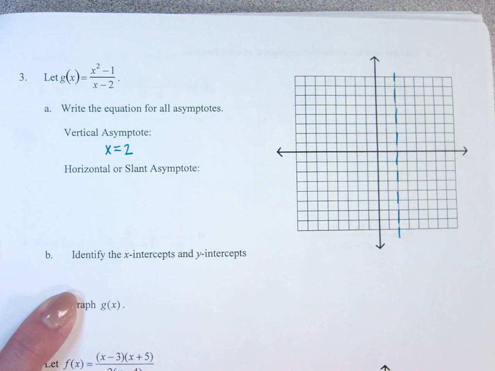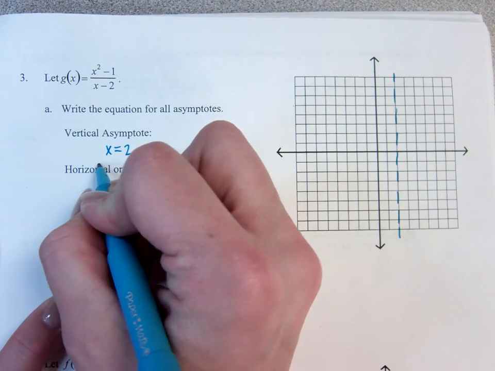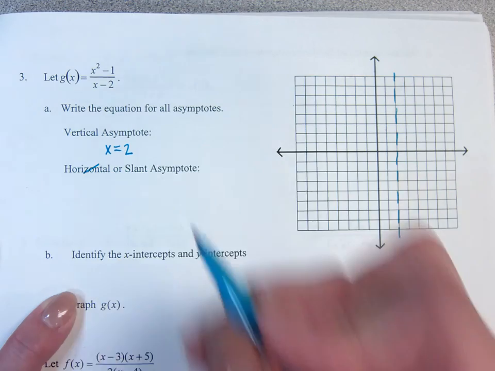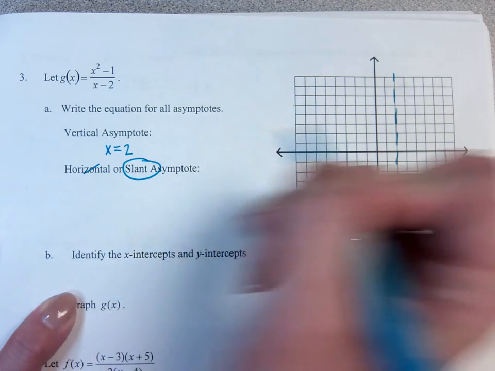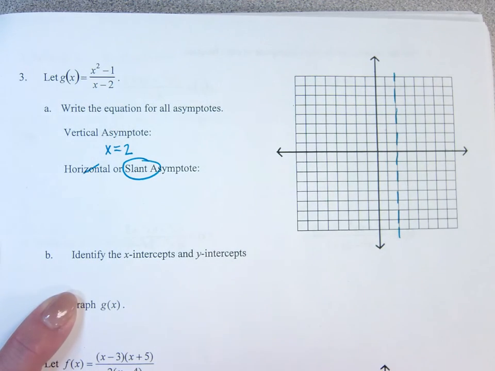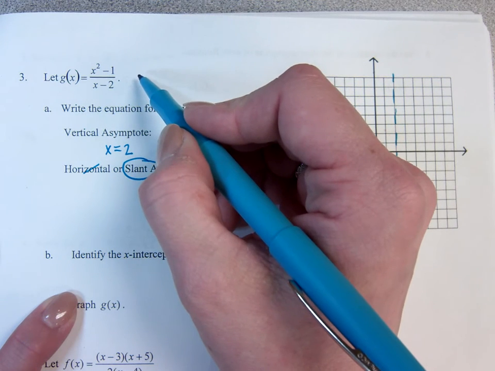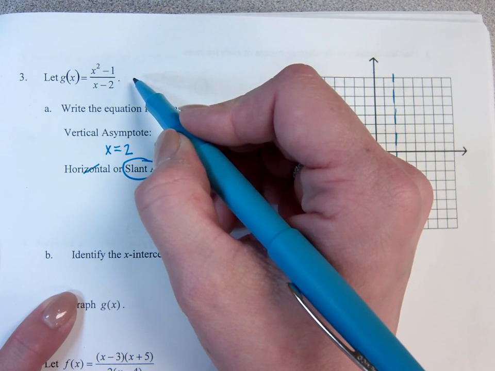And then we have to figure out if we have a horizontal or a slant asymptote. So if we look at the function, we have a greater degree in our numerator than in our denominator, so we don't have any horizontal asymptotes. It is 1 degree greater in the numerator than the denominator, so we have a slant asymptote. To figure out what the equation is for our slant asymptote, we're just going to divide this using the synthetic division that we learned in the last unit.